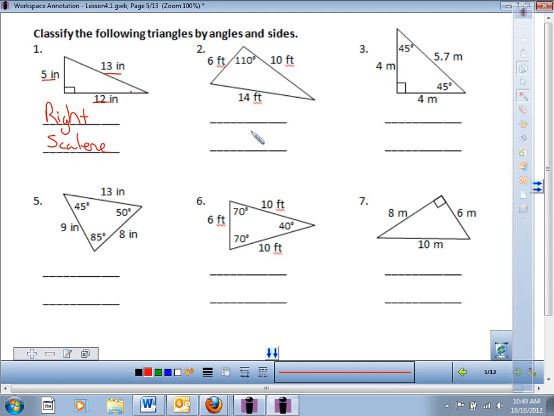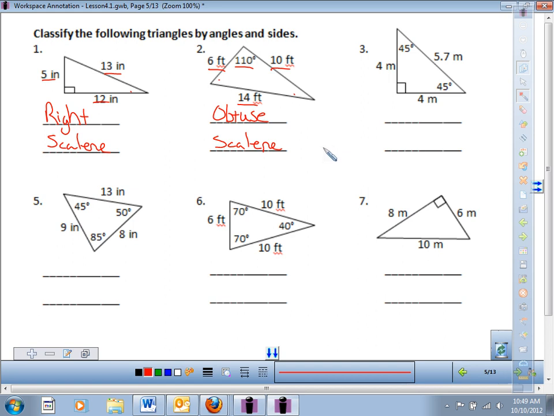Next one, let's go by angles first. Again, look at our angles. That's acute, that's acute. This guy is greater than 90, that's obtuse, so this is obtuse. Okay, now let's go look at our sides. 6, 14, 10. No equal sides, so this is obtuse scalene. Scalene is scale-een. Okay. Now let's go to the next guy.